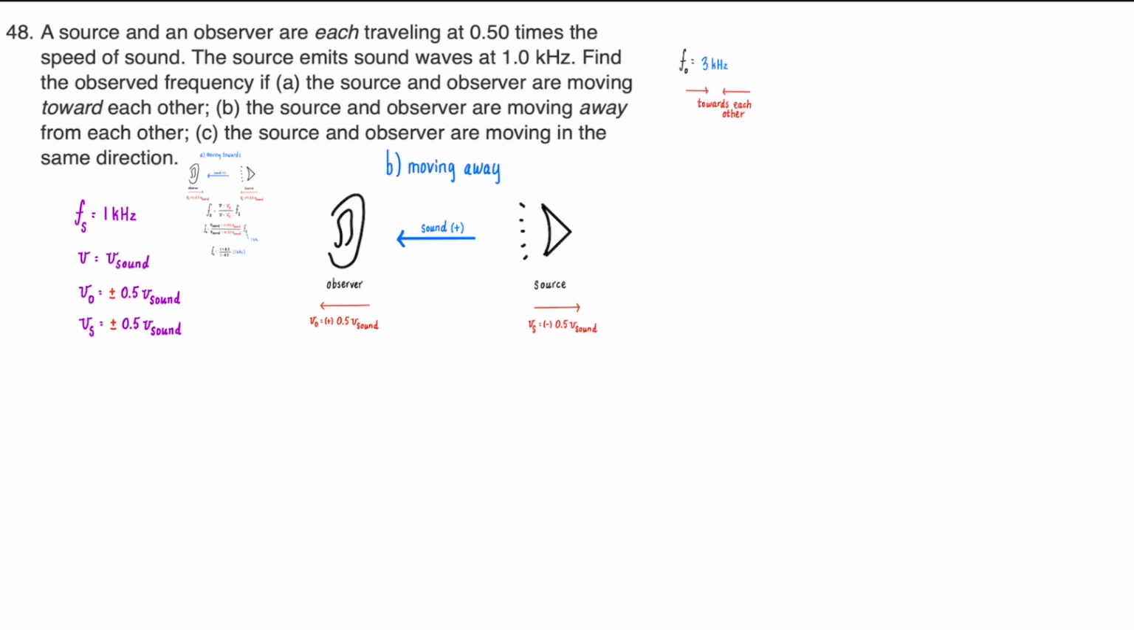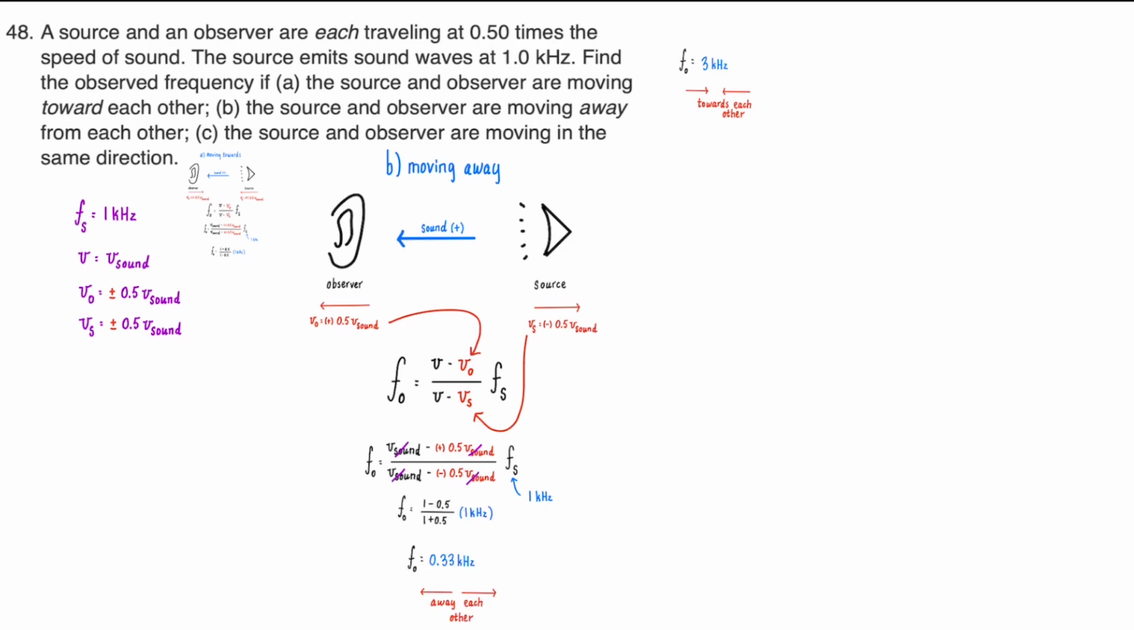In part B, our source and observer are moving away from each other. In this case, our observer is moving to the left, so it's going to get a positive sign, whereas our source is moving in the opposite direction that the sound is moving in, so it's going to get a negative sign. Again, plugging these two values into the Doppler equation, we get the following. And from simplifying this equation, we obtain 0.33 kHz as our observed frequency, which is the answer for part B.